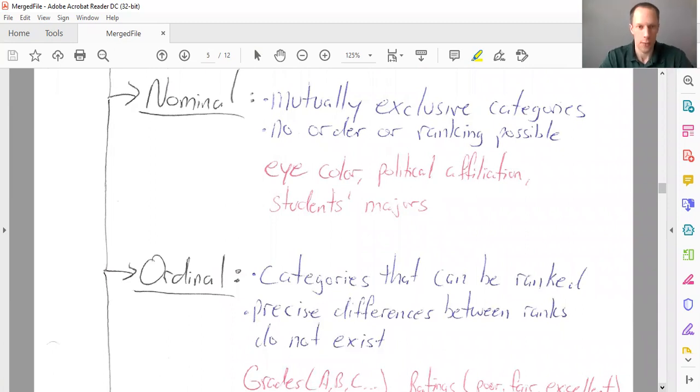So for example, if we talked about people's eye color, some people have brown eyes, some people have blue eyes, some people have gray eyes, some people have green eyes. There's really no way that we can sort that in any kind of way from least to greatest or highest to lowest or anything like that. I mean, you can put it in alphabetical order, but that's really not any kind of least to greatest, first to last kind of ranking.